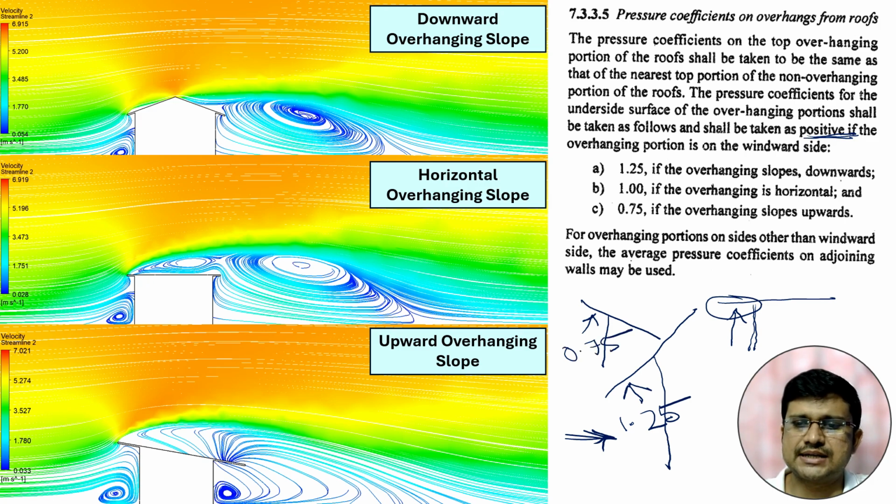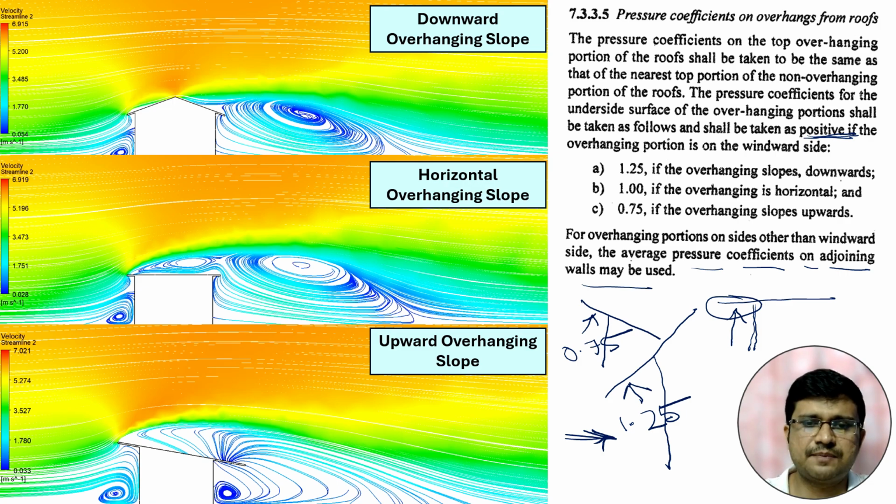But for the windward side, it will always be positive. It will always be positive when it is on the windward side. If it is on the other side, then it may not be positive, and at that time, the average pressure coefficients on adjoining walls may be used. So that is how we will calculate; we will see it in the next slides.